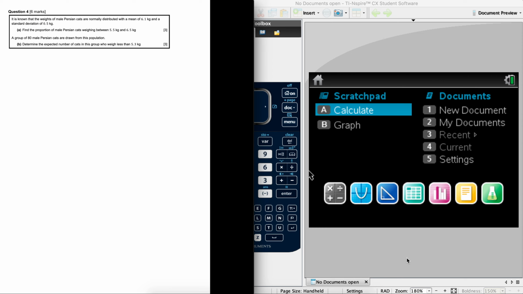6.5. So to get your method marks here, you're going to have to draw your normal distribution. We're told that it has a mean value of 6.1 kilograms and a standard deviation of 0.5 kilograms. So 6.1 and 0.5, and we're interested in the section between 5.5 and 6.5, which is this part here.